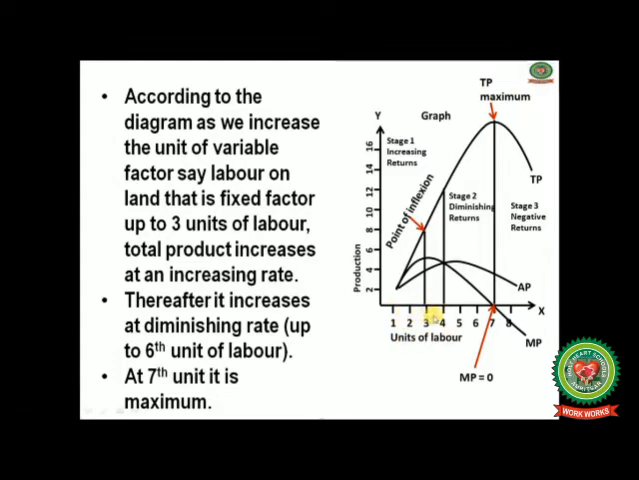Next, in the diagram you can see that with the increase in the variable factor, that is labor, from 1, 2, 3, 4, up till 3 units of labor the total product increases at an increasing rate up to this point. This point is known as the point of inflection. After this point the total product will keep increasing but at a diminishing rate up to the 6th point. After this the 7th unit, the total product will be maximum, and after that it will start falling.